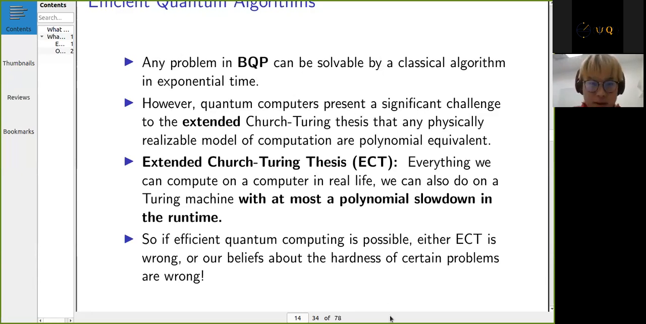I'll illustrate this with the example of Shor's algorithm and factoring, which some of you have probably heard of. But before I get to Shor's algorithm, I'd like to first talk about a different problem.